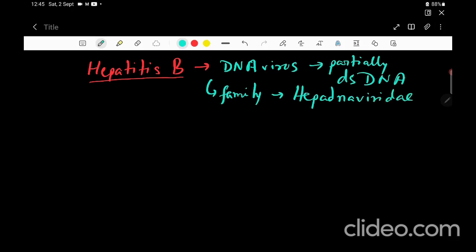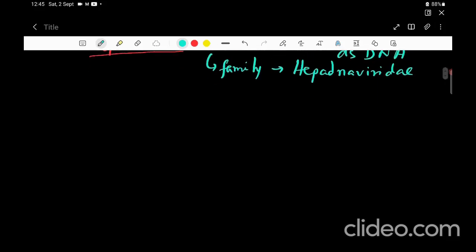So to understand the clinical basis of hepatitis B, we will first discuss the virus a little bit, then we will move to diagnosis, clinical situations, and then we will move to management.